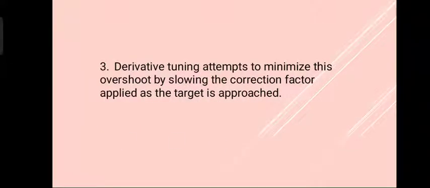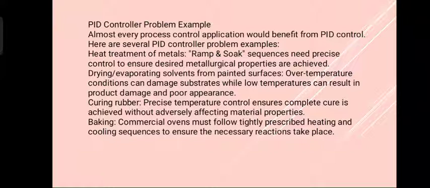Third, derivative tuning attempts to minimize the overshoot by slowing the correction factor applied as the target is approached. PID controller problems example. Almost every process control application would benefit from a PID controller. Here are several PID controller problems examples.